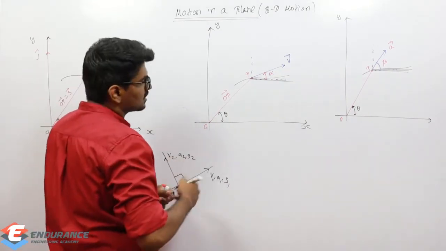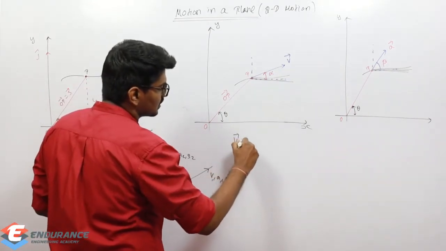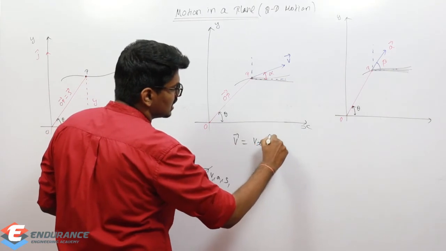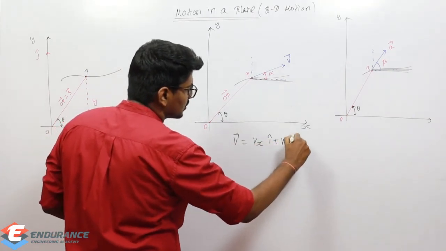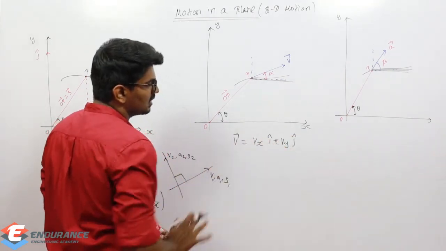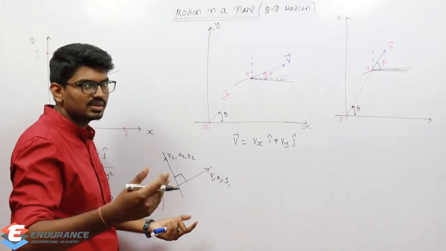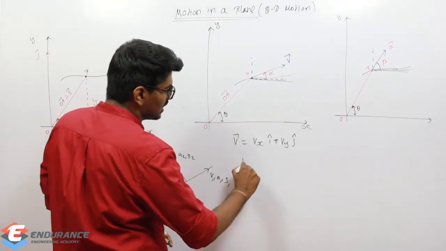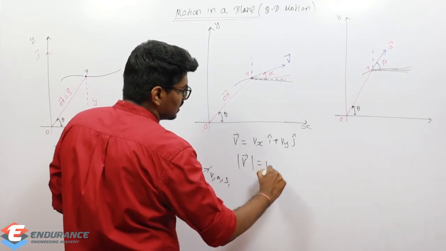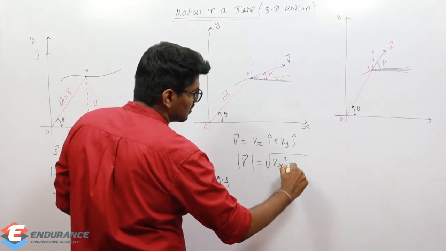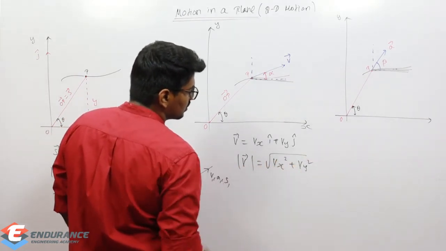So in general, what is going to be my velocity v vector? It's going to be vx i cap plus vy j cap. So you can find out vx separately, vy separately. We already know the formula dx by dt, dy by dt. Then I can combine it to get the total magnitude of the velocity.